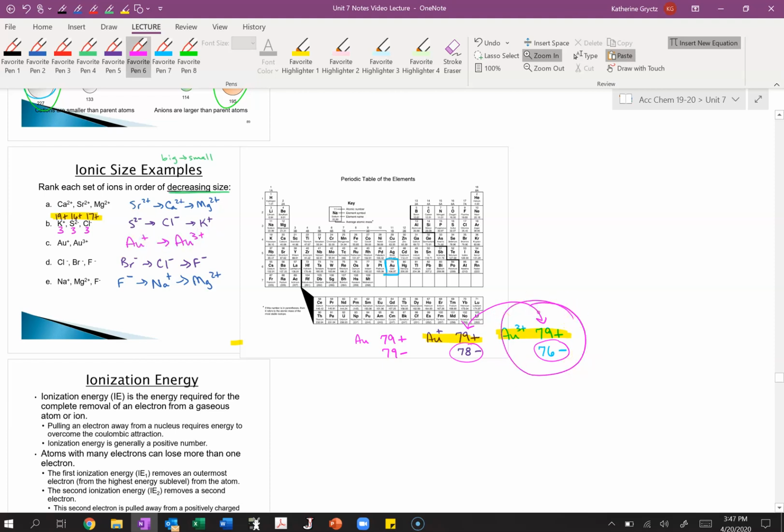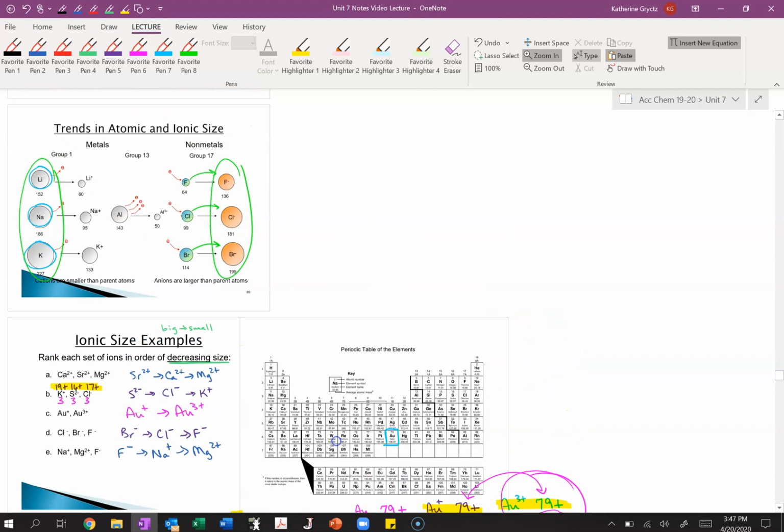That battle right there with only 76 electrons to its 79 protons, the protons win a little bit better on that and drag them in tighter. Okay, so that's it on the sizes of things. We'll learn 2 more trends the next class.